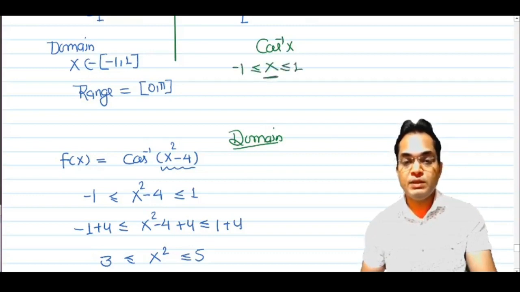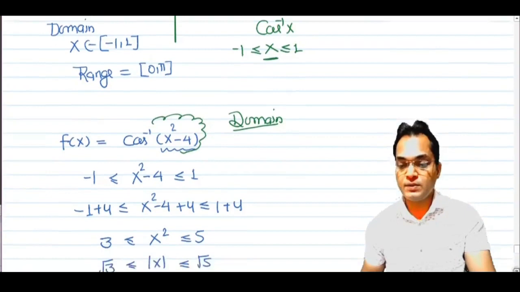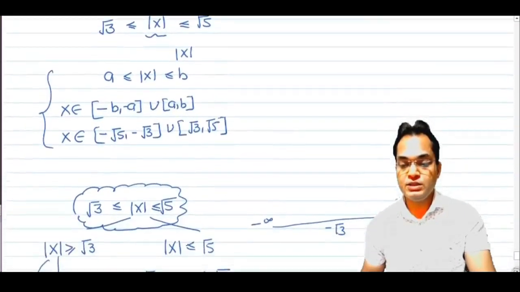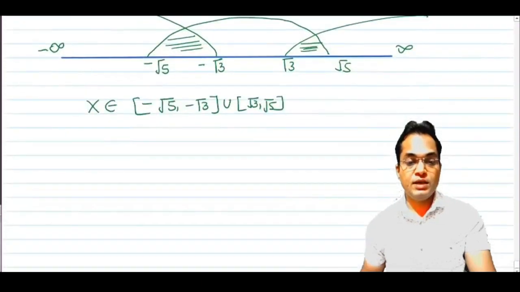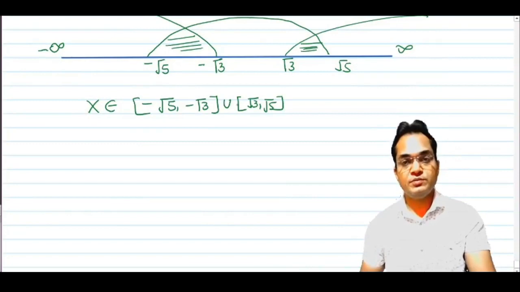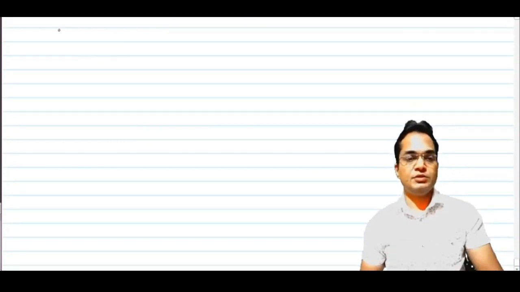That's why in the place of x there is x square -4. So x square -4 will lie between -1 to 1, and solving this inequality we obtain the final result. The domain of this question is -√5 to -√3 union √3 to √5. Clear? Now the second question.